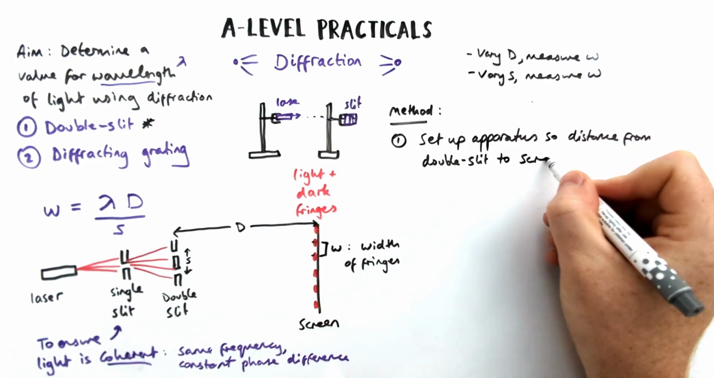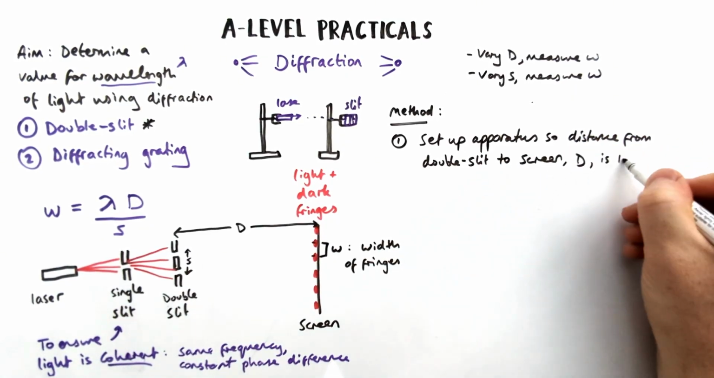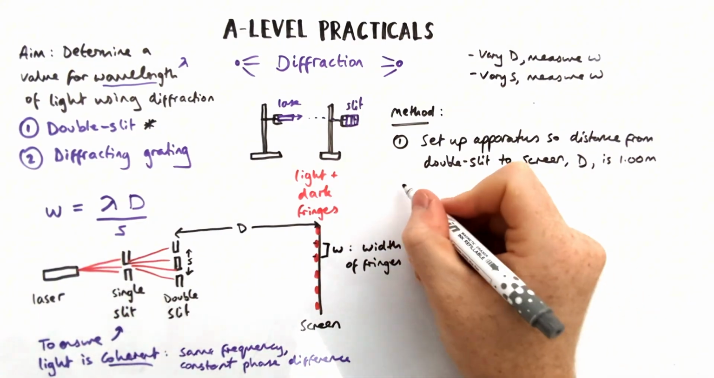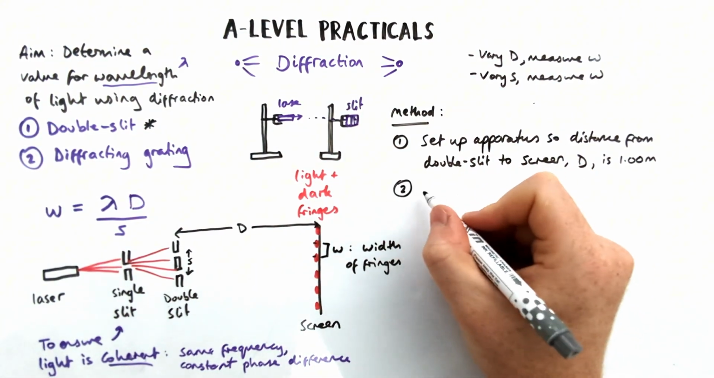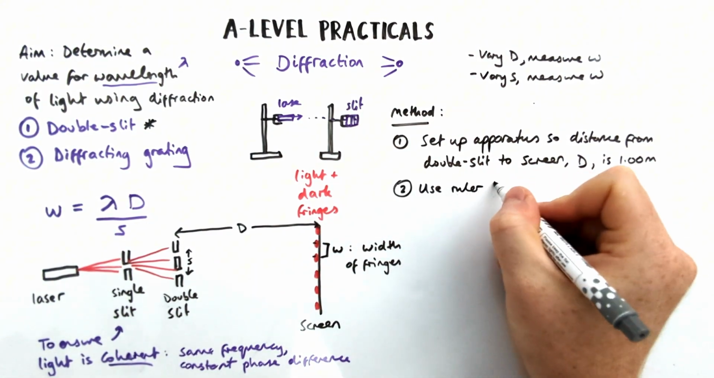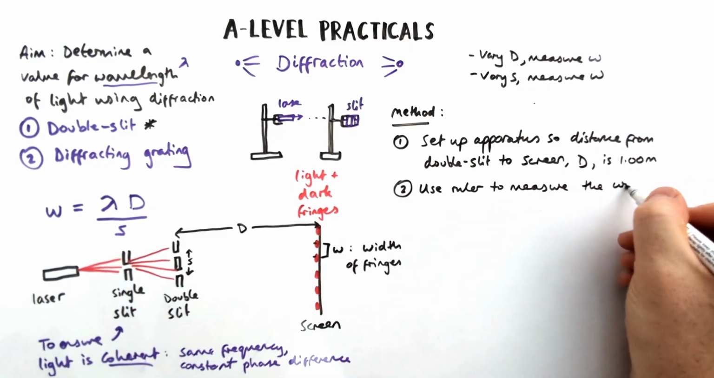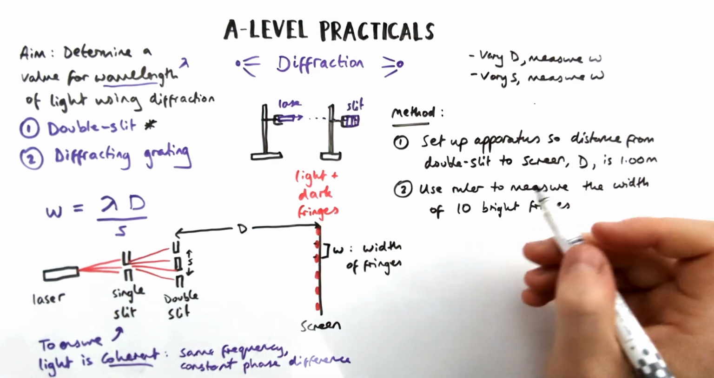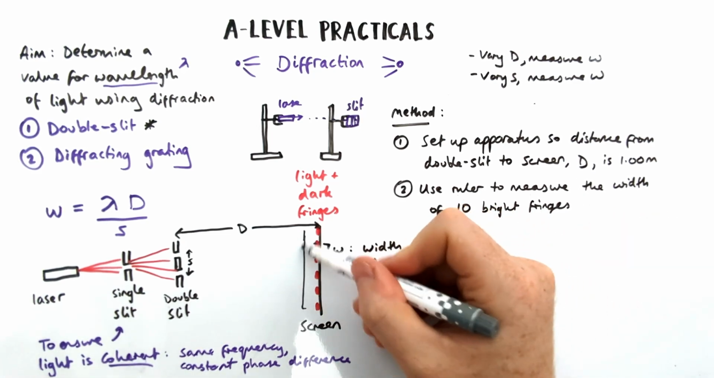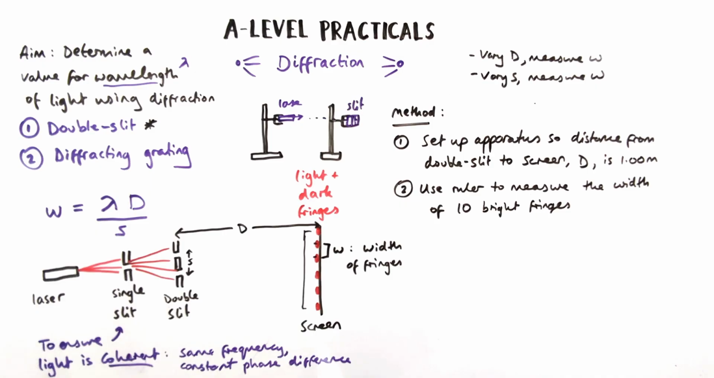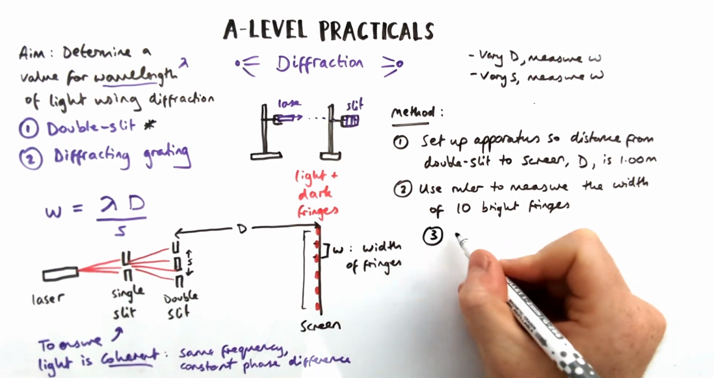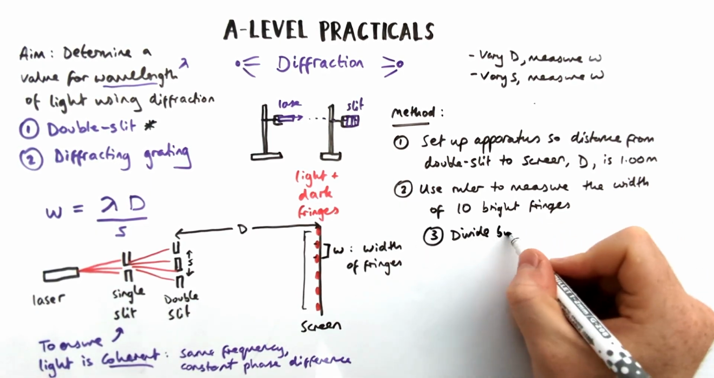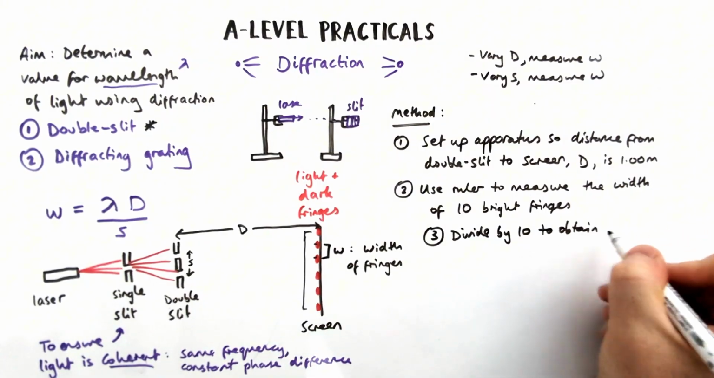So let's have a look at the method then. We're going to set up the apparatus first of all, and we're going to say the distance from the double slit to the screen, d, is 1 metre. Next, we use a ruler to measure the width of 10 bright fringes on the screen. We then divide by 10 to obtain w, a mean value for the width of the fringes. The reason we do this is because it's more accurate, as the width of the fringes will in reality only be maybe a few millimetres, if that.